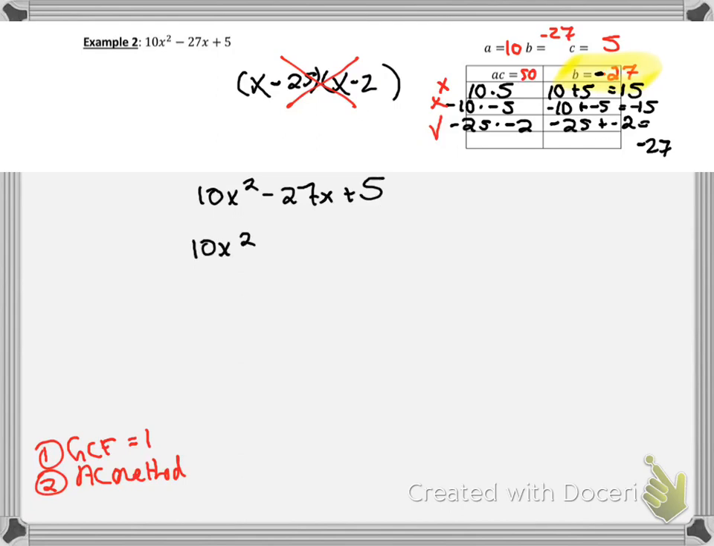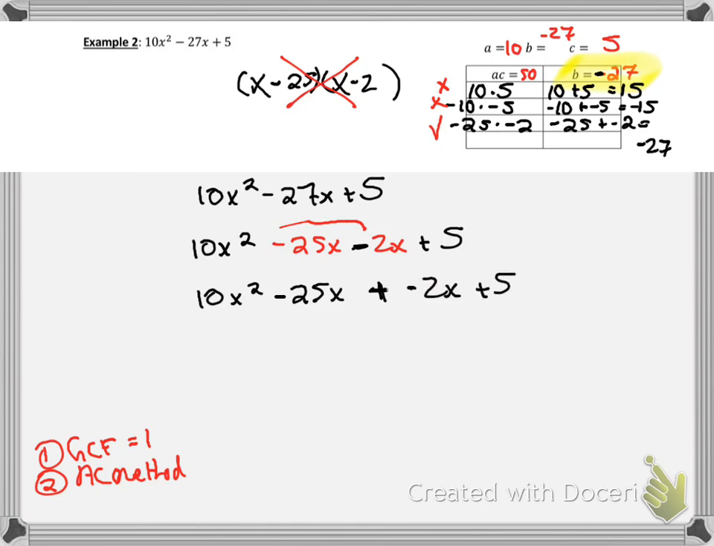Okay, so we are going to rewrite negative 27x as minus 25x minus 2x. All right, so then we want to use factoring by grouping, but you might notice this middle sign here is negative, so we have to join these guys with a positive number here. Okay, and then having done that, I can group the first two terms together and the second two terms together.